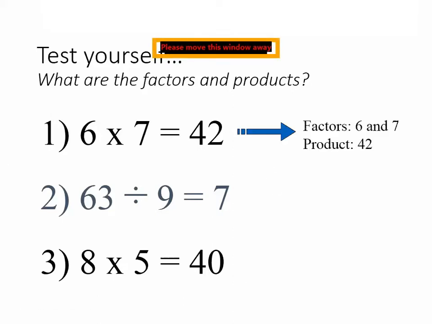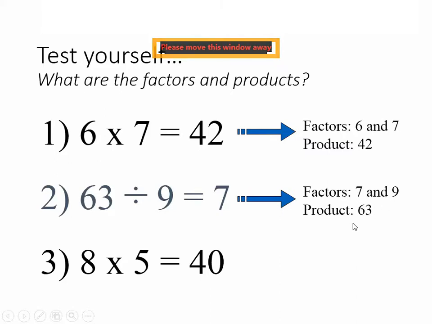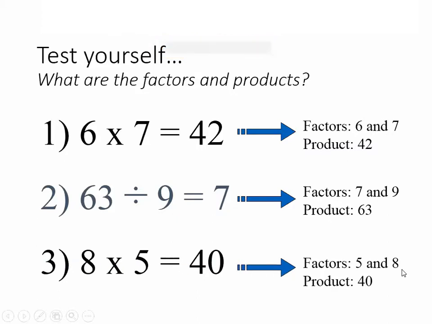Okay, just see the answers. The factors are 6 and 7 and the product is 42. Now 7 and 9 are the factors, and 63 is the product of that. Then 5 and 8 are the factors and 40 is the product of that. Moving on to the next definition.